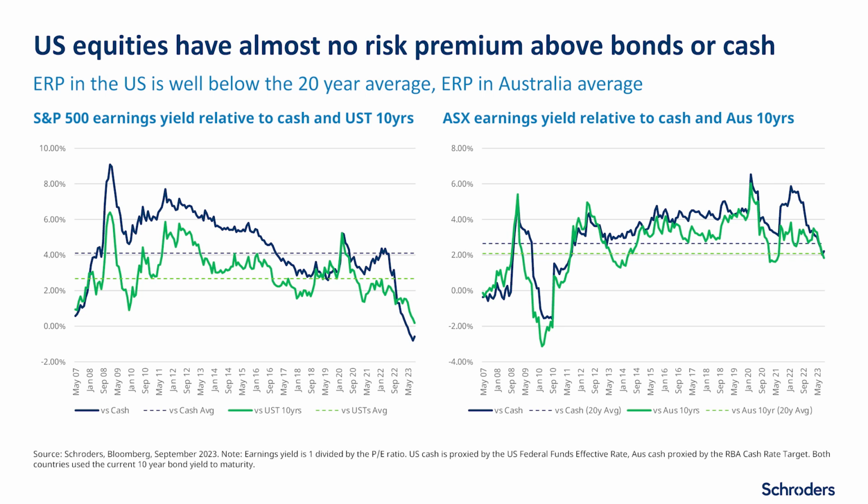And what about in Australia? Australia looks more healthy, to be honest, because it's not as expensive. The market is below its average valuation. So it's around, say, 2% above cash and bonds in Australia, which is around the 30-year average. So it's not screaming cheap, but it's around the 30-year average, whereas the US is deeply below the 30-year average.